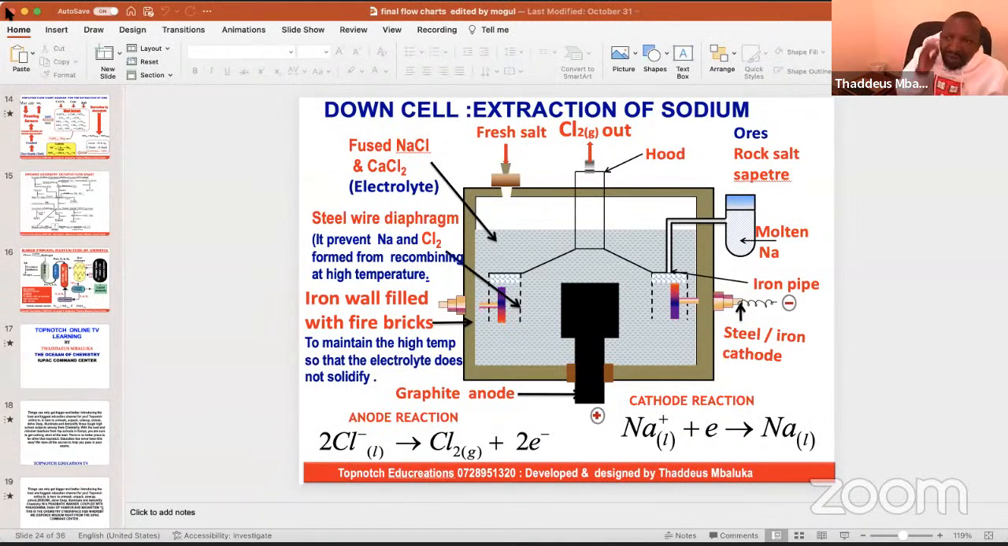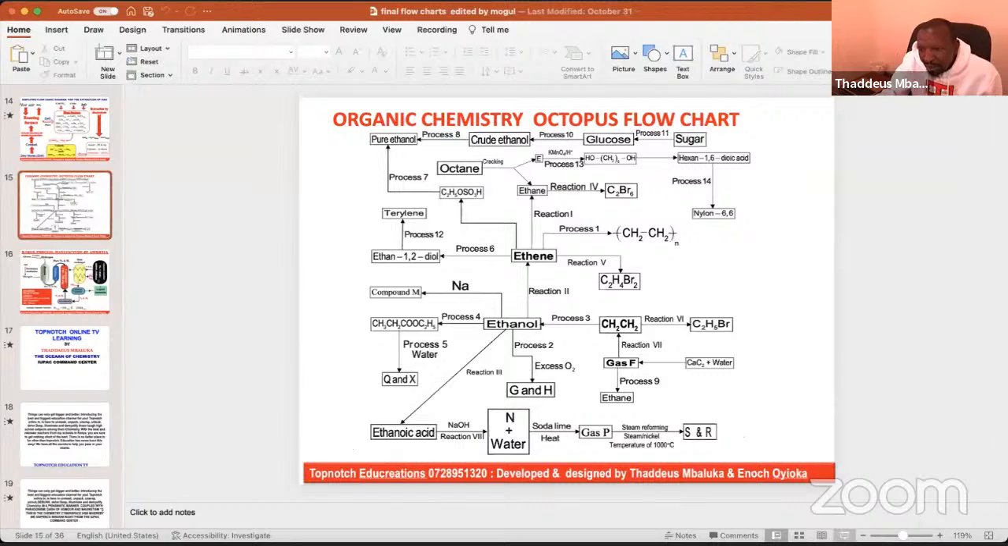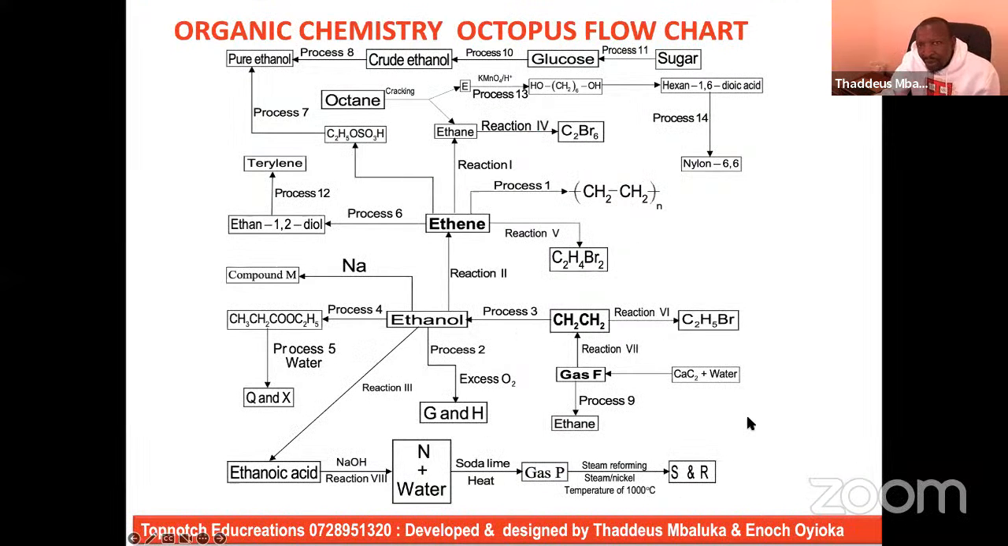Just remember that when you look at your books, you're also going to find things like that. For those who don't have that book, there's also an octopus flowchart summarizing everything about organic chemistry. You can use it as a summary.